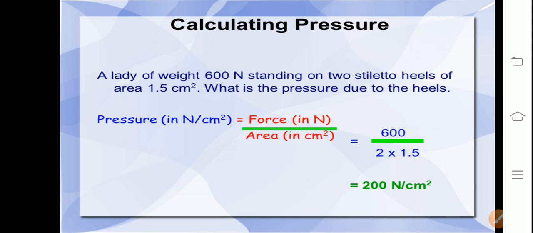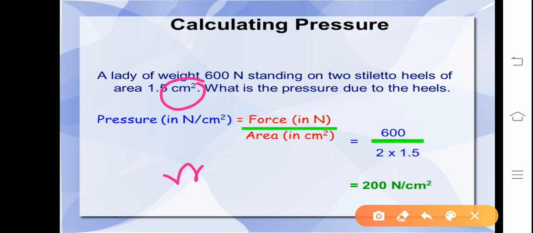Okay. Next, problems. Calculating pressure. A lady of weight 600 newtons, where N stands for newtons, the SI unit of force, is standing on two stiletto heels of area 1.5 centimeter square. Then what is the pressure due to the heels? Here the unit is Newton per meter square, but centimeter square is given, no? This problem is somewhat difficult. You have to convert centimeter square into meter square, then find the pressure.